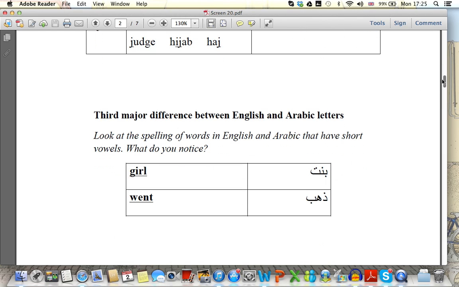And a third difference has to do with vowels in English. Short vowels are written in English, as we see here with girl and went, whereas in the word bint, the short vowel is not written, or dhahaba, the short vowels are not written generally on the word. Now let's move on to learn the English consonants.